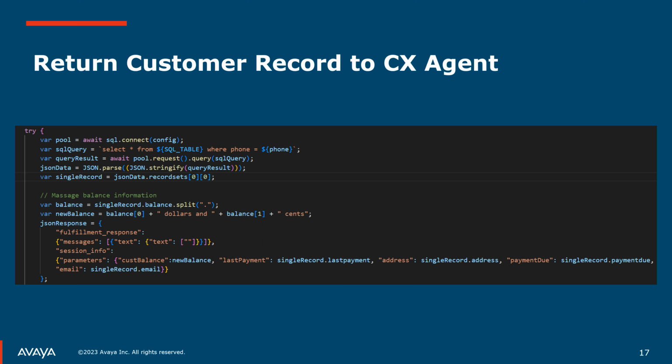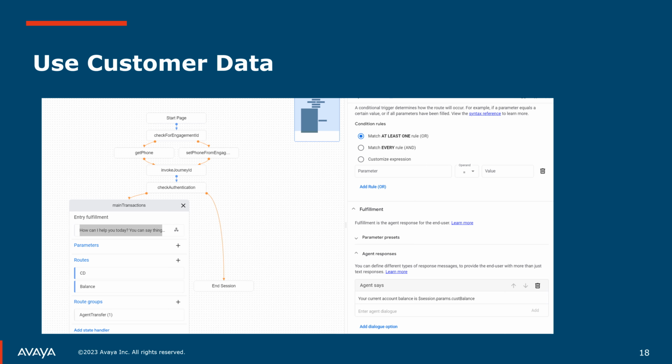But now that I've returned this information into the Dialogflow CX agent from the webhook, it now has access again to cust balance, last payment, address, payment due, and email. And here's an example of how that's used. If the customer asks for his or her balance, we'll go over there on the lower right-hand corner where it says agent says, and it says your current account balance is $session.params.cust balance, because I've now taken that value from the webhook and pushed it into the agent, so it's now accessible within the agent. So I don't have to go back to the database again and again and again. All that information is now part of the instance of this running agent.